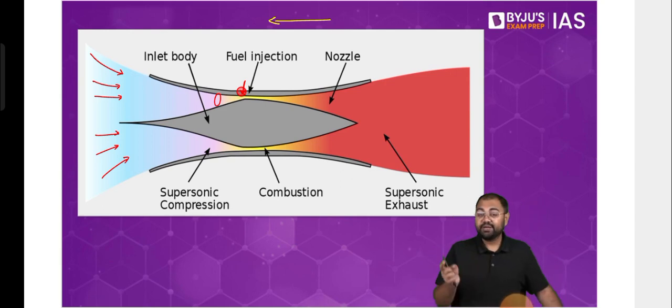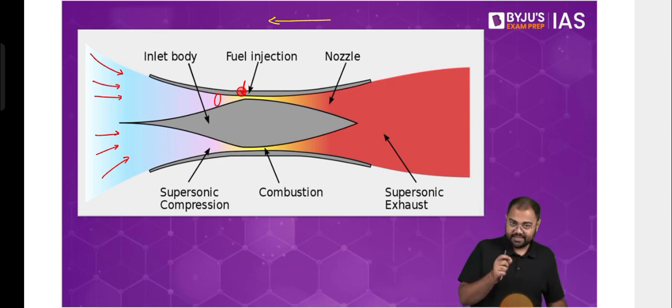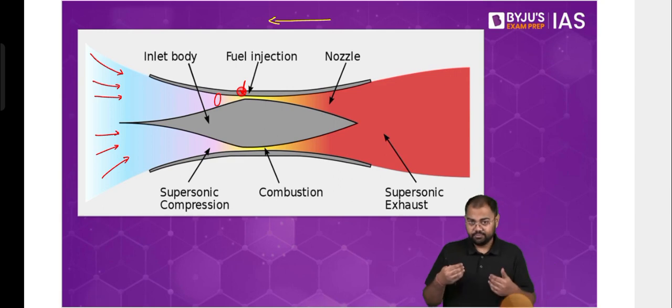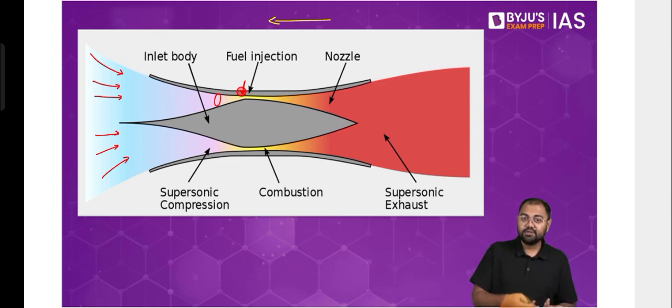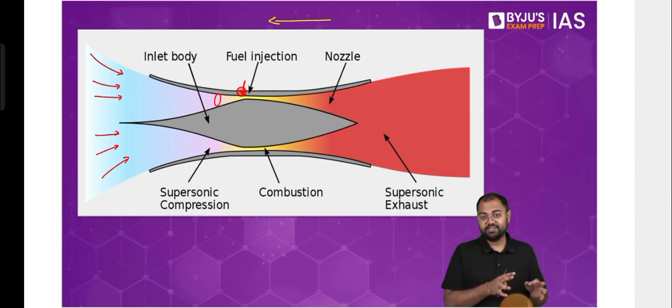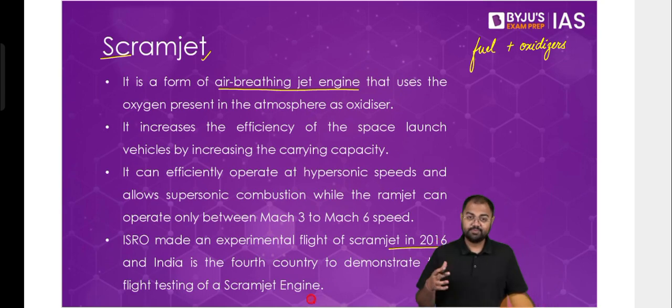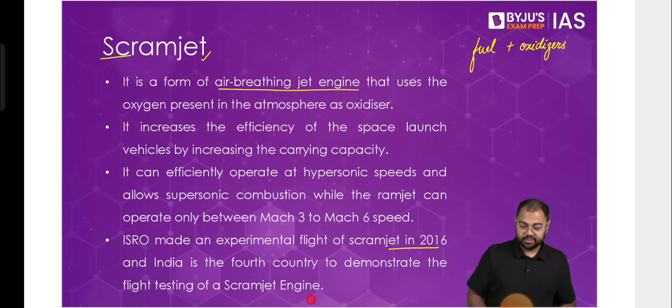But even then it is significant because of the amount of oxidizer that will be saved, because of which the entire launch vehicle becomes less bulky. Less weight also means that you need to carry less fuel. You can carry more payload if you want. So there are all these advantages that we have with scramjet. Scramjet was first tested in 2016. The first demonstration was done in 2016, and India again has become one of the very few chosen countries which have the scramjet technology. So it can effectively operate at hypersonic speeds.